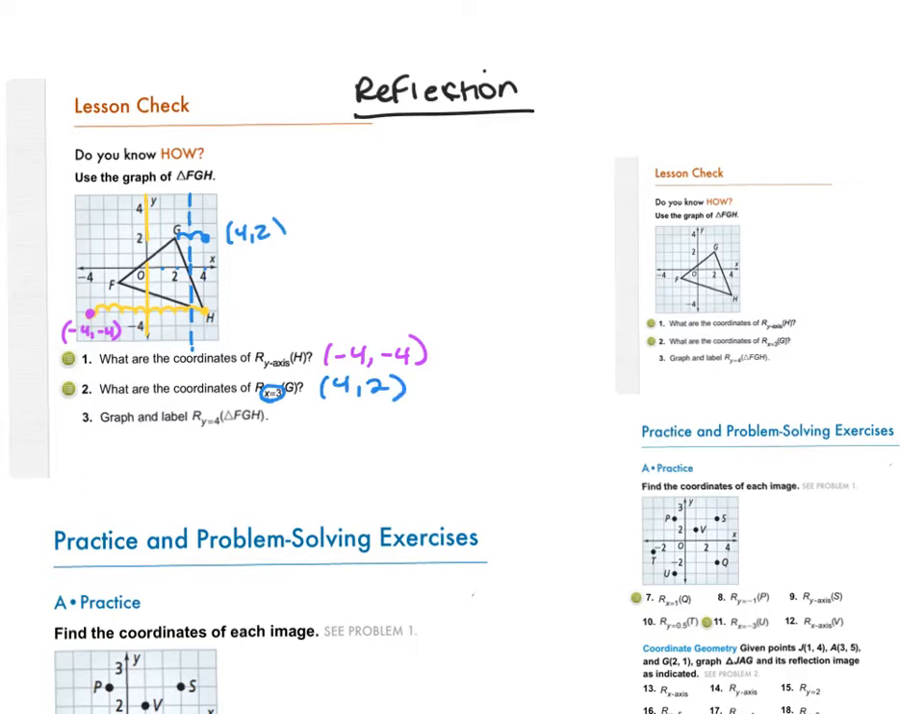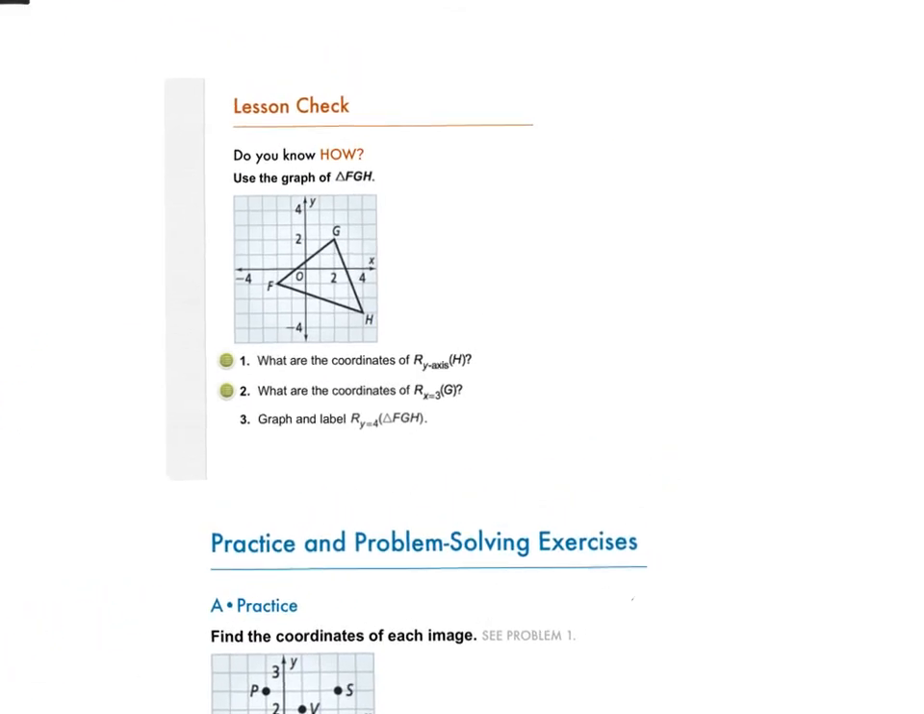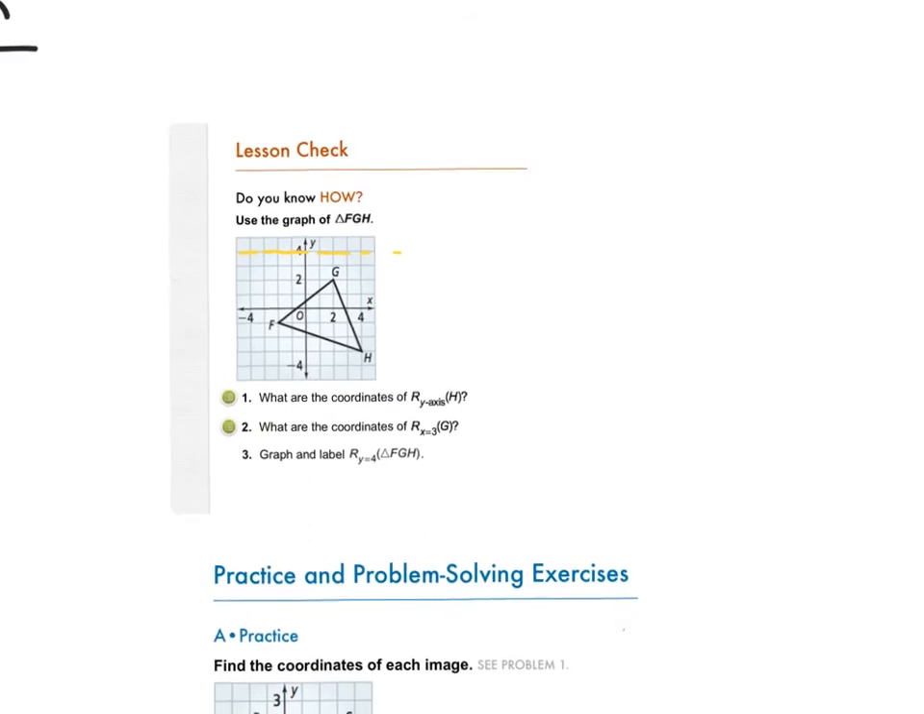Okay, now I'm going to go over here to do this next one. It says graph and label the reflection of the whole triangle over y equals 4. y equals 4 is a horizontal line. So everything that's under it is going to flip to be above it. So let's say I start with F. F is 1, 2, 3, 4, 5 units below that line. So I'm going to go 1, 2, 3, 4, 5 units above that line.